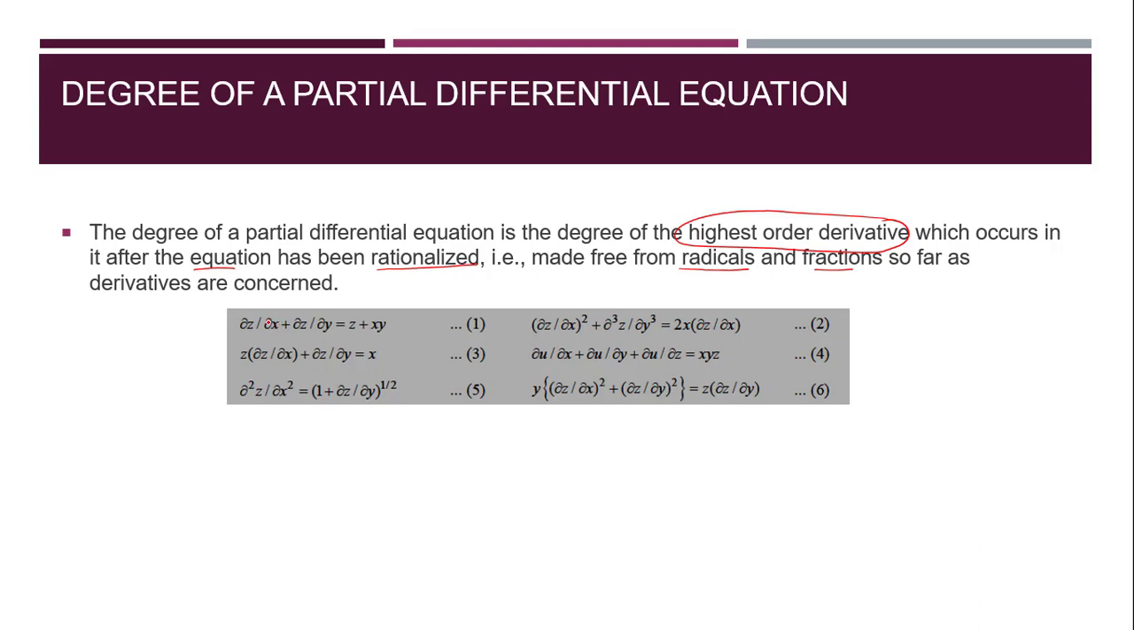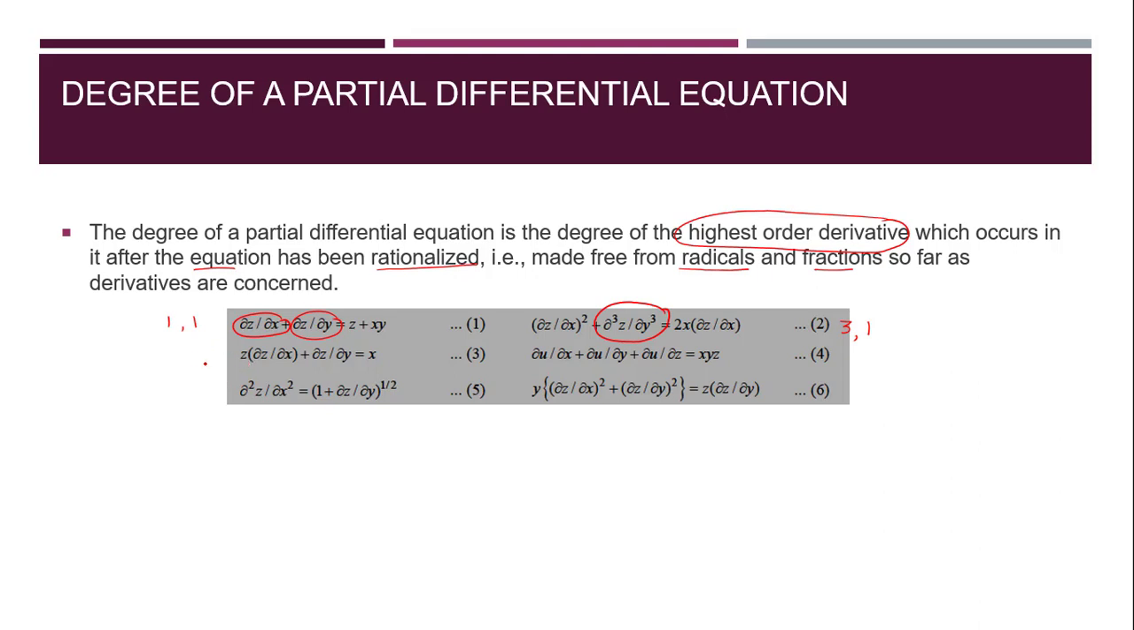The first one, if we see, in the first example, we are having del z by del x, del z by del y, no power of these. So order is 1 and degree is 1. For the second one, if we talk about order, we have written 3. Now this is the highest order derivative. Is it having any power? No. So the degree is 1.